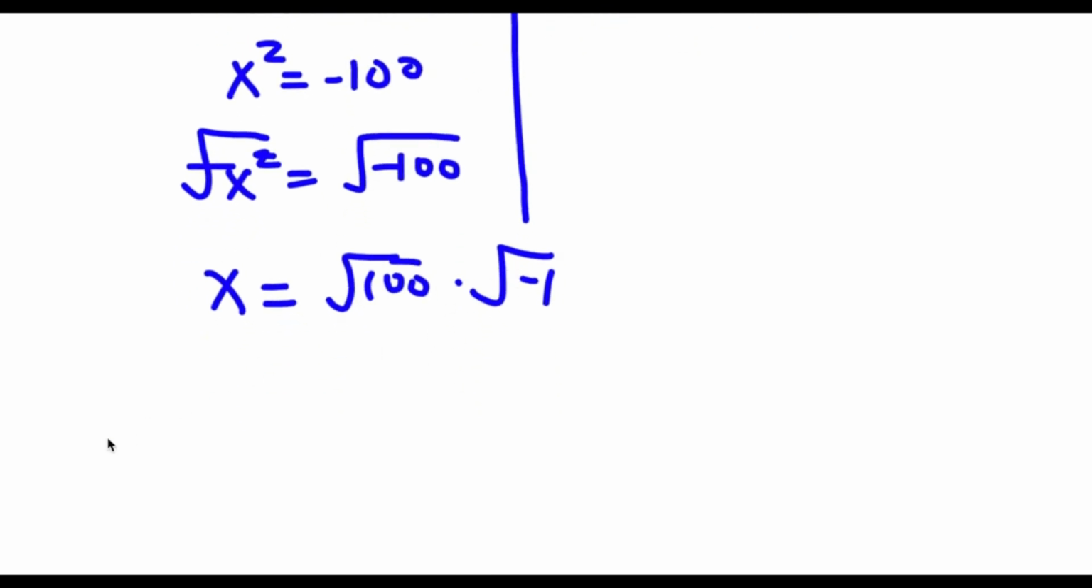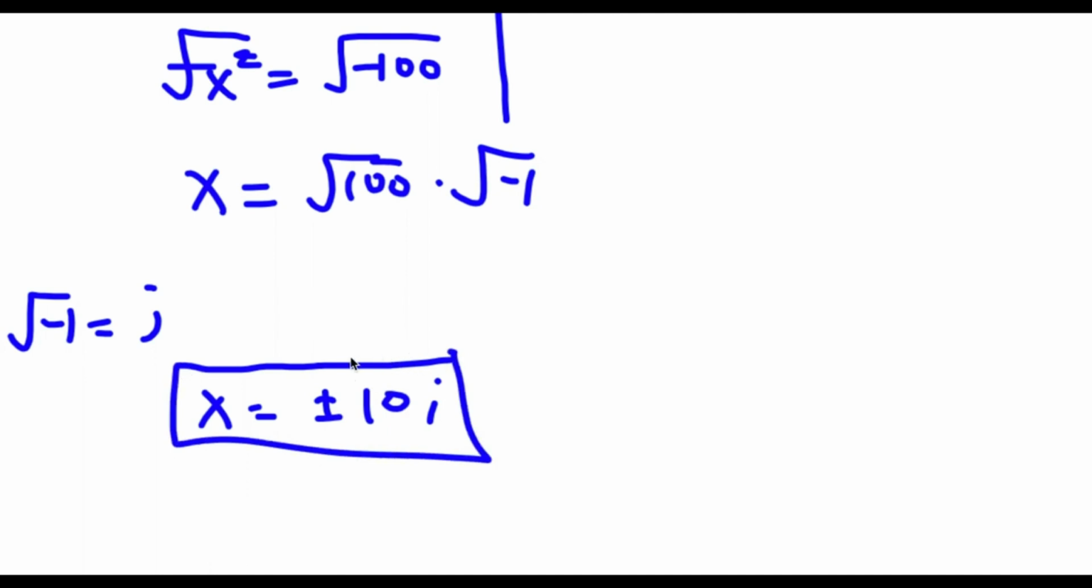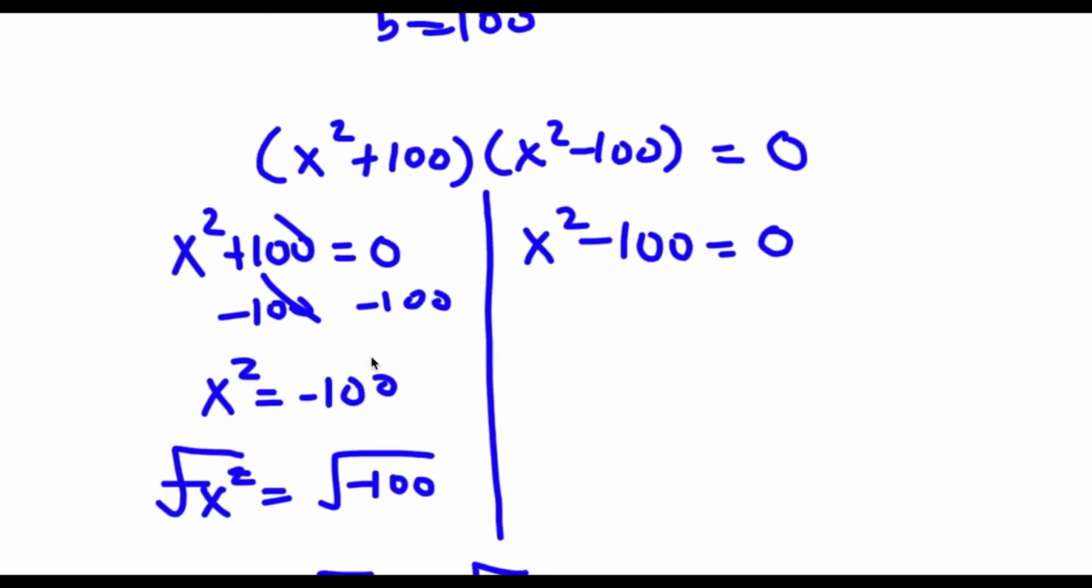Now, if you guys already didn't know, the square root of negative 1 is equal to the imaginary number i. And the square root of 100, that's equal to positive or negative 10. So I have x is equal to positive or negative 10i. So these are two of my solutions.